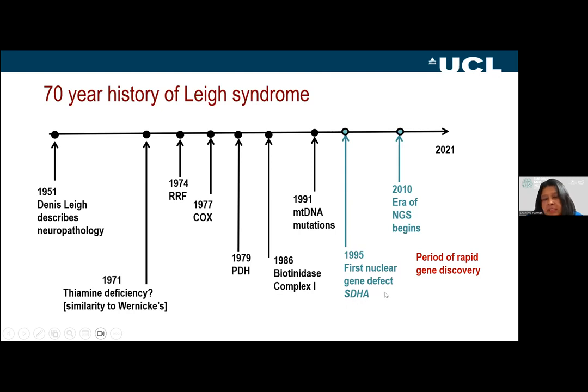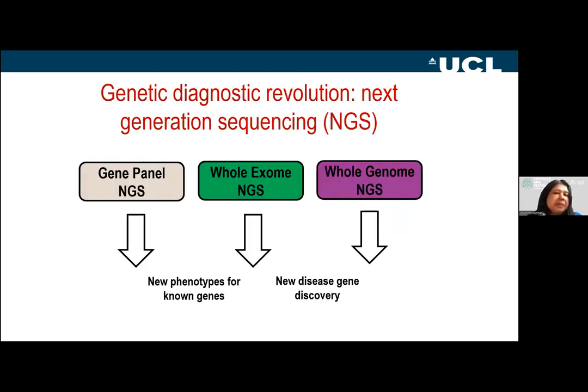And then what really changed things was towards the end of the 2000s, and certainly from 2010, where something called next generation sequencing came along, and that allowed a period of very rapid gene discovery. So this uses new sequencing chemistry so that you no longer had to sequence 1 or only a handful of genes at a time. And so you could do dozens or hundreds of genes in a panel, or you could do the whole exome, which is the coding parts of all 20,000 genes in the genome, or the whole genome, which is just everything in the genome.